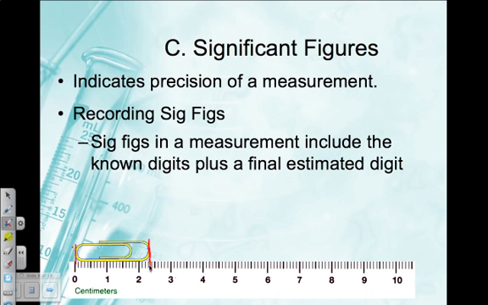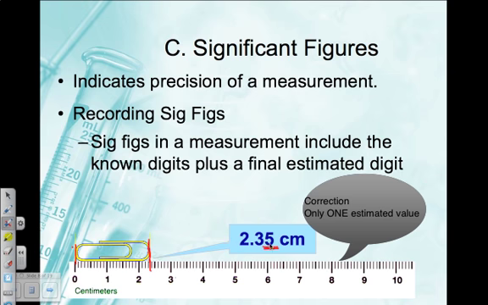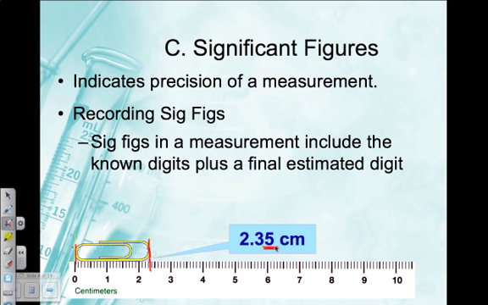So, but it's a little bit beyond 2.3. So I'm going to say that it's 2.35. I estimate that last number. This number right here, I estimated that. Okay, so whenever you're taking a measurement, there should be at least one estimated value, unless you're using a digital scale. That's a little bit different.